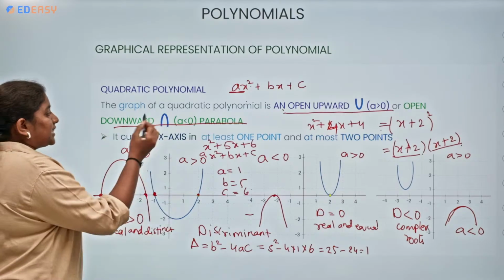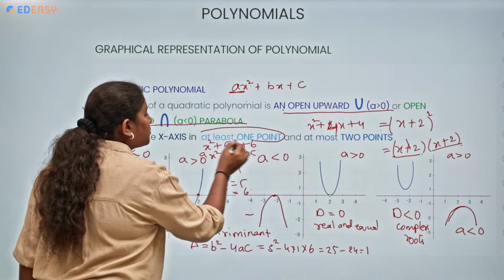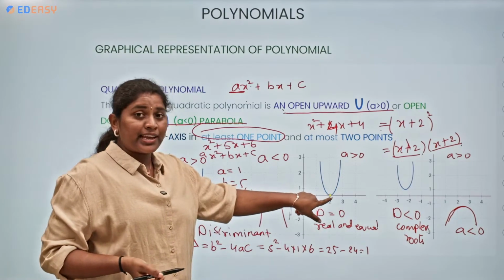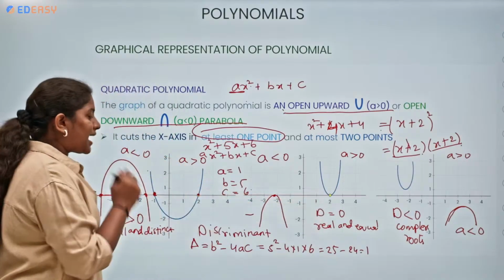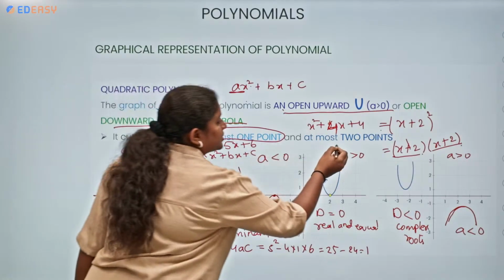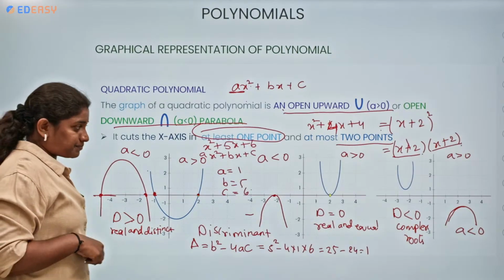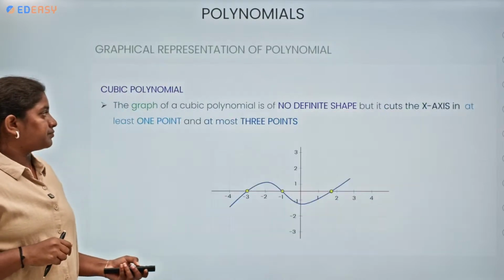Now, what can we conclude from the graph of a quadratic polynomial? The graph will cut the x-axis at least at one point. You can observe here, it is going to cut the x-axis at minimum 1 point and maximum 2 points. Understood everyone? Yes. Now let's go to the next.